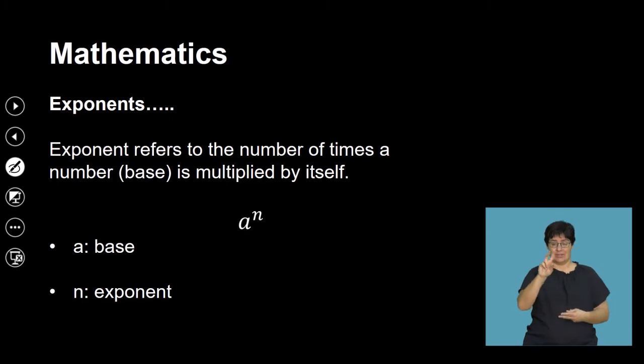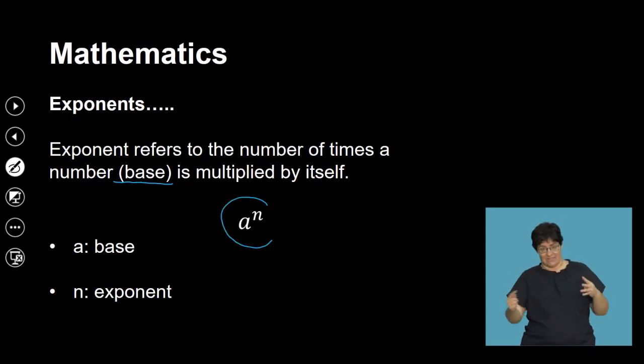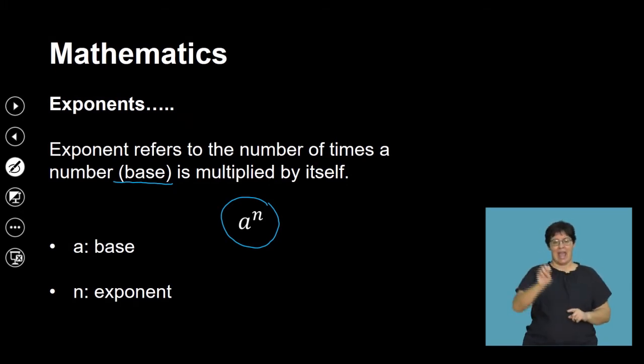Now, firstly, an exponent refers to the number of times a number, which we call a base, is multiplied by itself. This is written in the form of a to the exponent of n, which is an example of the general form of an exponent, where the a is the base and the n is the exponent itself.